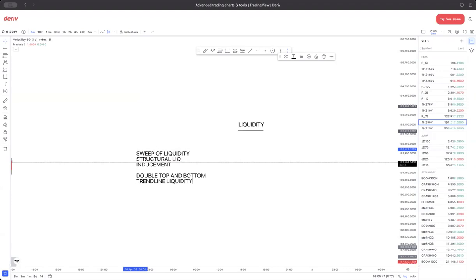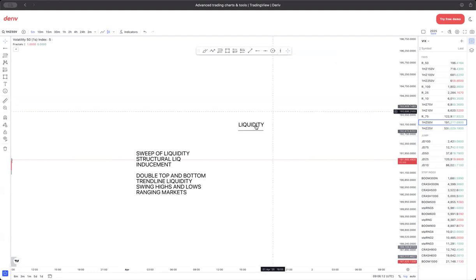Then have I forgotten any other one? Then we have the ranging market. Okay, we have swing highs and lows. Very important. Swing highs and lows can be seen as liquidities. Those are liquidities that markets do come to take out. Then we have the ranging or consolidating market. These are all liquidities in the market, and these are the various liquidities we want to look out for.